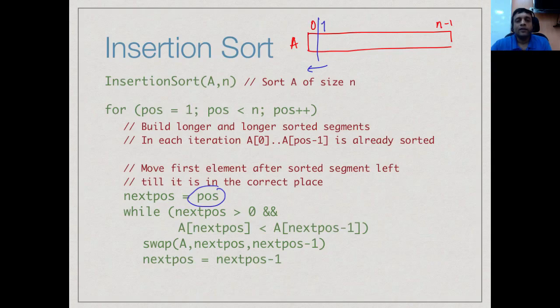So in general, if we had done up to some I, and then I start walking backwards, then so long as I is smaller than I minus 1, I will exchange.